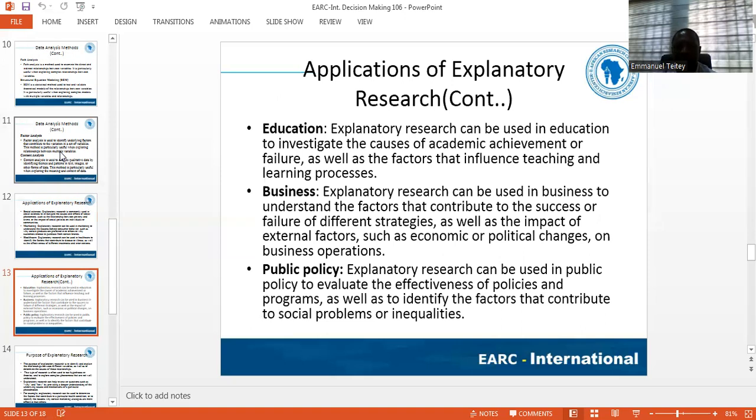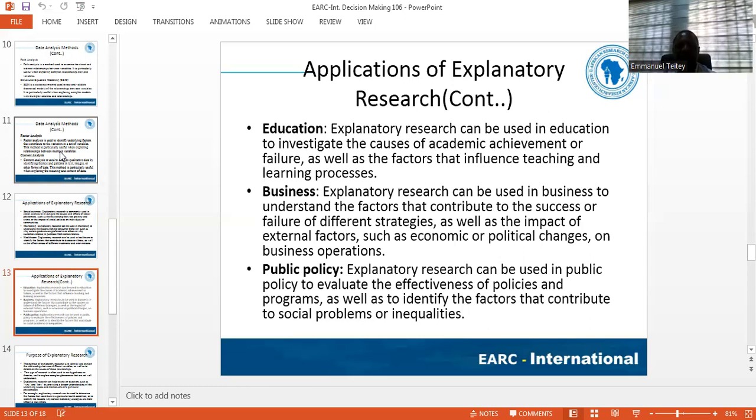Explanatory research can as well be used in business. Explanatory research can be used in business to understand the factors that contribute to the success or failure of different strategies, as well as the impact of external factors such as economic, political change on business operation.